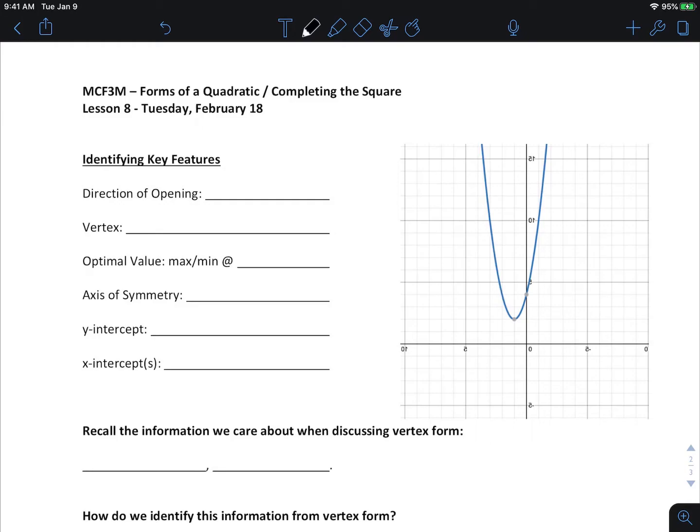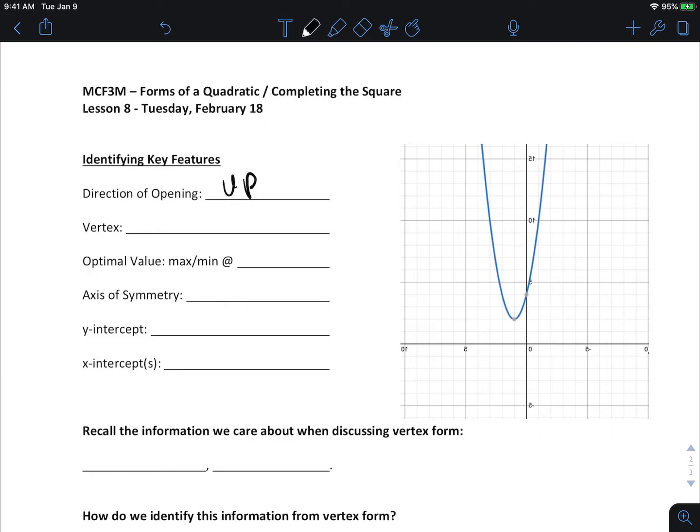So here's a parabola, a random one I drew, and I want to answer all these questions. Direction of opening: is it opening up or down? Up. Did you say up or positive? Did I say positive? The A value is positive, but that indicates the parabola is opening up, so they're related. They are related, but I prefer up.